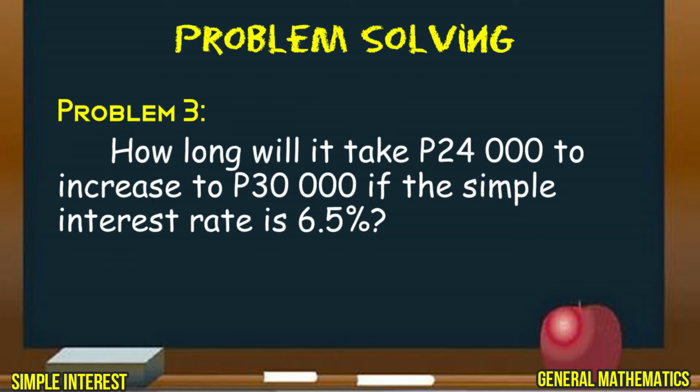Problem number 3. How long will it take 24,000 pesos to increase to 30,000 pesos if the simple interest is 6.5%? Here are the given. 24,000 pesos, or the present value or the principal. We also have 30,000 pesos, the future value or maturity value. And 6.5% or the rate of interest. The question is, how long will it take? Therefore, we are going to solve for the time.